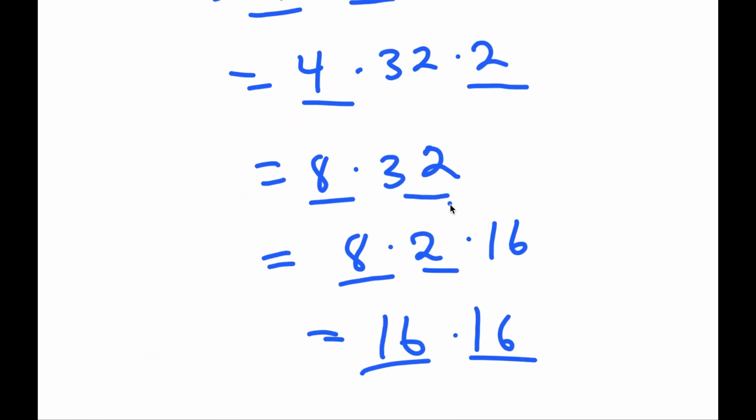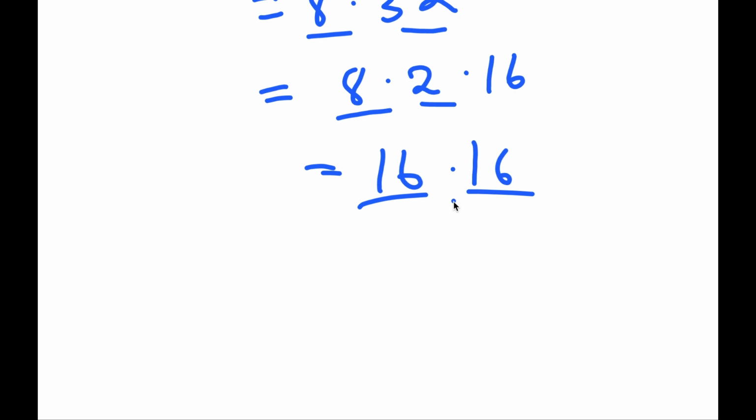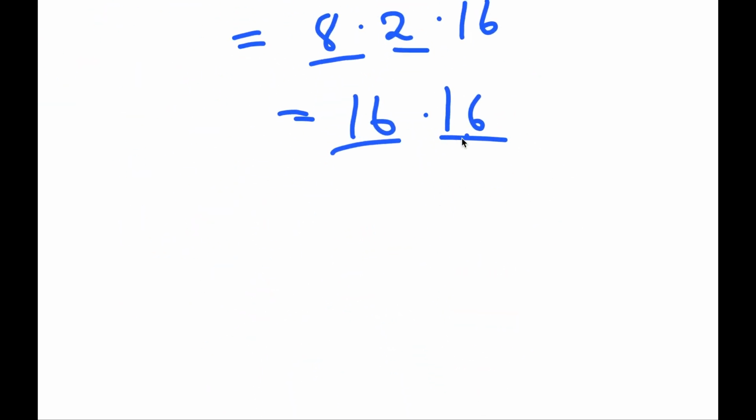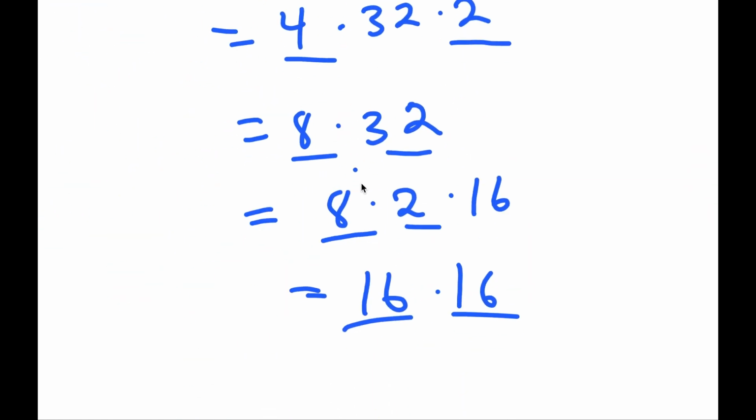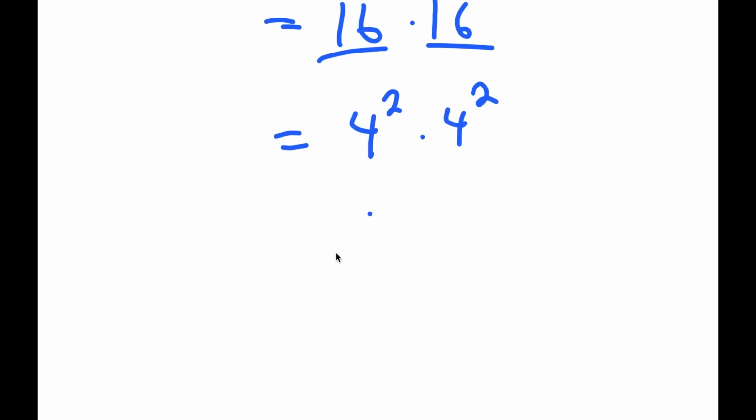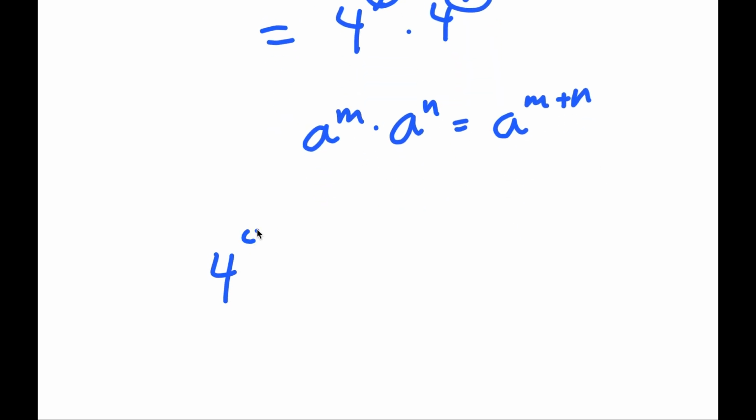So this means that 16 times 16 is equal to 256. Well, 16 is equal to 4 squared, so I have 4 squared times 4 squared. And if I have something of the form a to the power of m times a to the power of n, this is equal to a to the power of m plus n, meaning these two add up. So I'm left with 4 to the power of 4 is equal to 1 over x to the power of 1 over x.